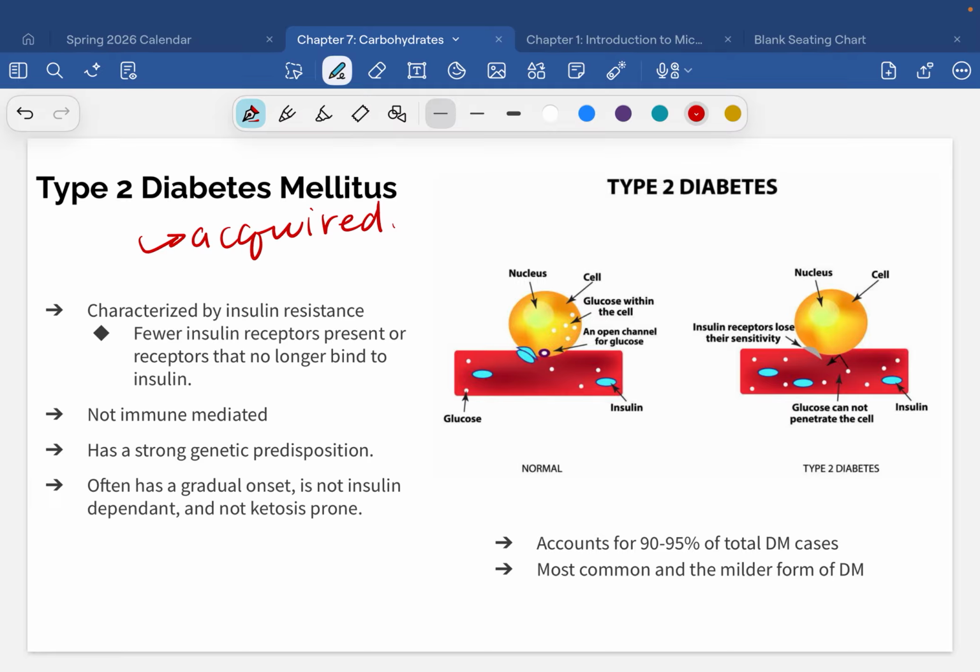Right? So does the difference there make sense? In one of them, you don't have insulin at all, and in this one, you have insulin, you're just not responding to it as fast or as well. You're resistant to those insulins. Okay.